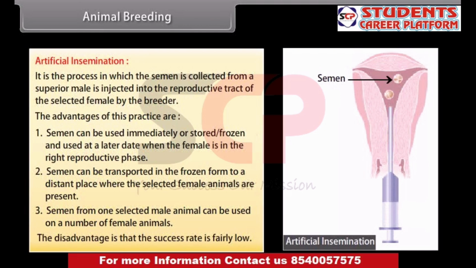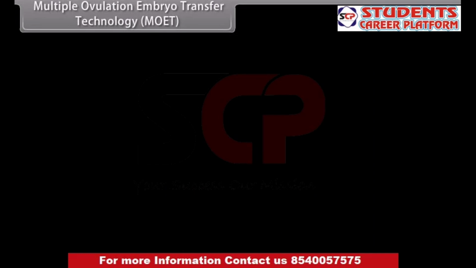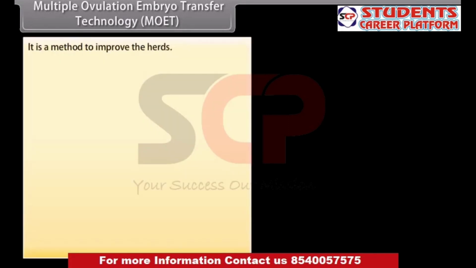The disadvantage is that the success rate is fairly low. Multiple ovulation embryo transfer technology, MOET. It is a method to improve the herds. The steps in the method are as follows.